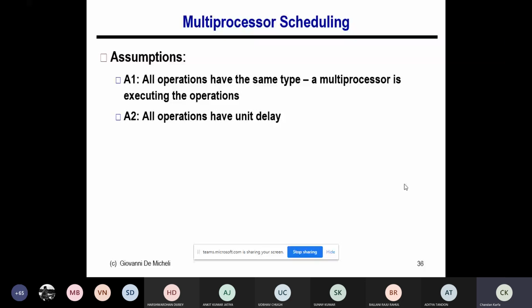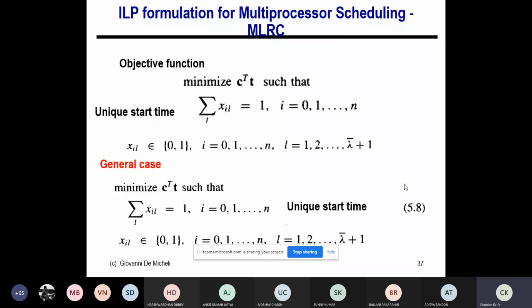So let us see the ILP formulation for this multiprocessor scheduling. I am going to talk about MLRC, and you can easily think of MRLC, because I will just present MLRC here, and MRLC is kind of your homework. Okay. So under these two assumptions, I have a single type of resource, no different types of resource, and all operations are single cycle.